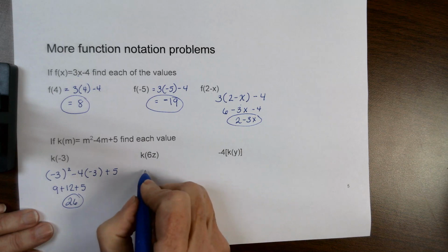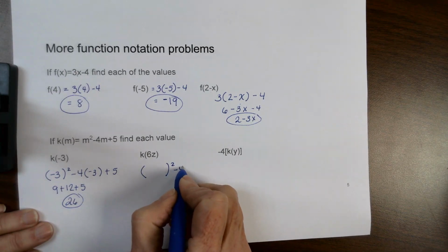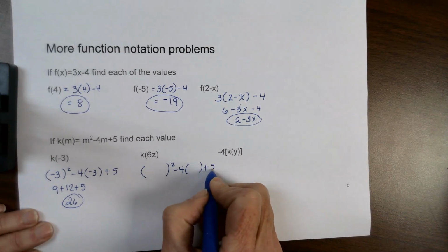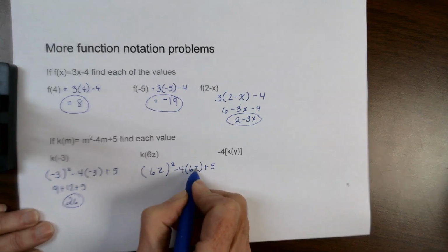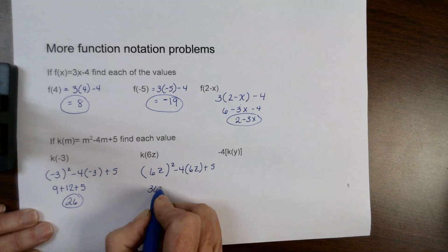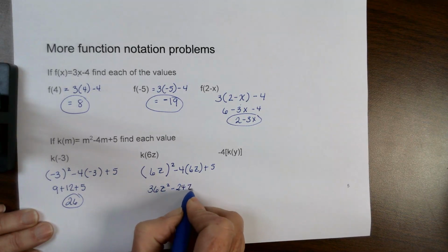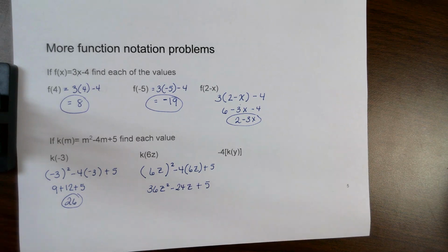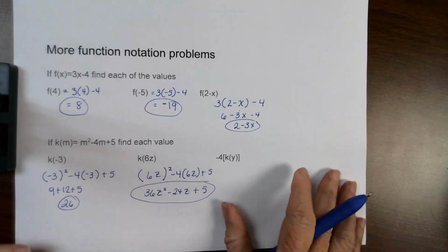This one, do the same thing, but this time in my parenthesis, I have a 6z. Remember, I have to square the 6 and the z, so it's 36z squared minus 24z plus 5. Okay, so that's my answer for the k of 6z.